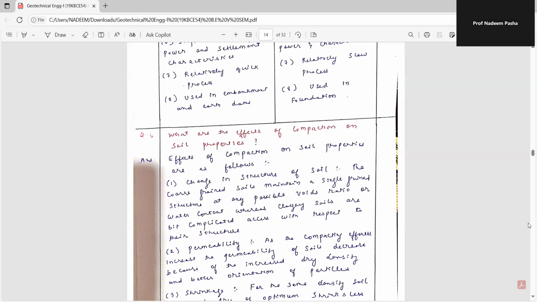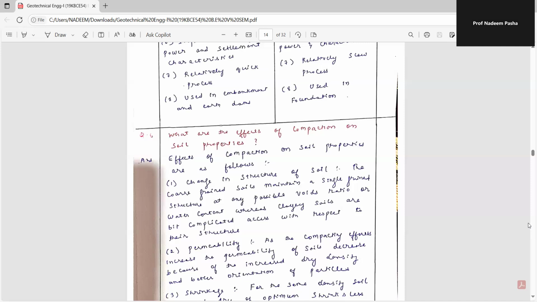The coarse grain soil maintains a single grain structure. Coarse grain soil, what is happening? Single grain structure at any possible void ratio or water content, whereas clay soils are a bit complicated with respect to their structure.